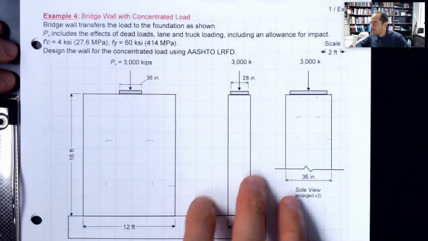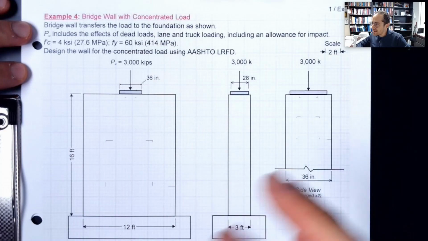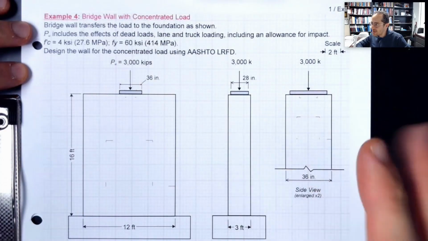I have another example, which is example number 4. It is a little bit more advanced because it has a three-dimensional model.